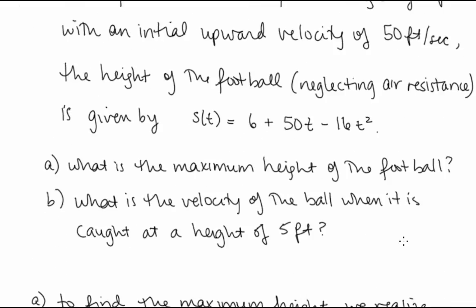In part B, they asked, what is the velocity of the ball when it is caught at a height of 5 feet? Well, we already found the velocity function, but when is the ball caught at a height of 5 feet? We have to find that t value first. So we need to find the t value for which the height is equal to 5. So we have to set this original function equal to 5 and solve for t.